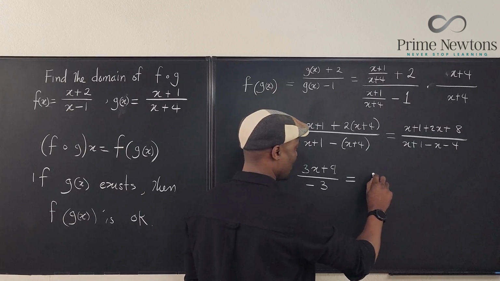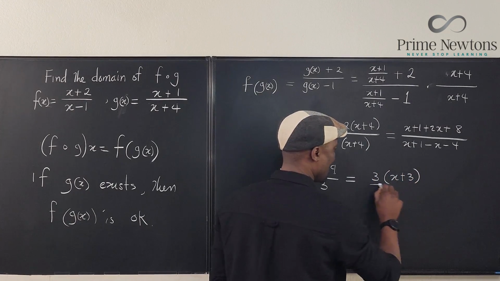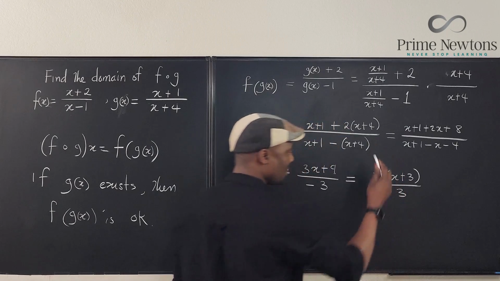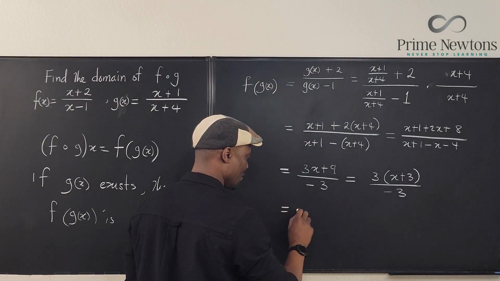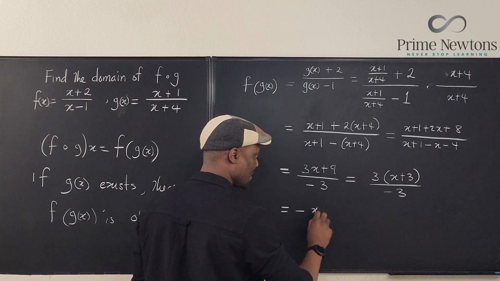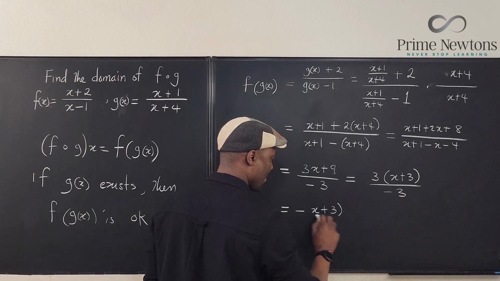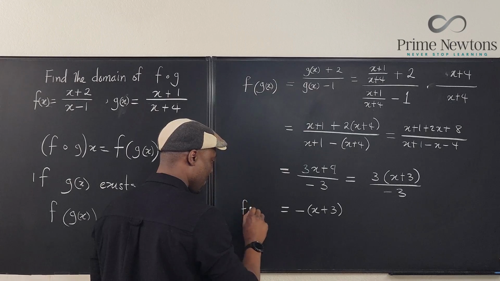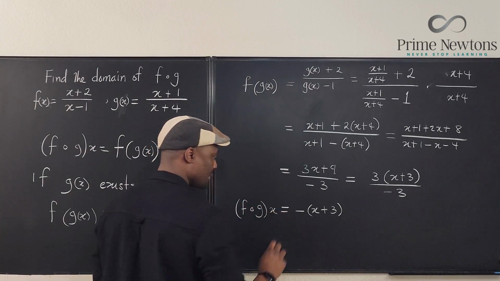Okay, let's factor out 3. So this is 3 times x plus 3, divided by negative 3. What do you think that is? This cancels this. We have negative. This is equal to negative x plus 3. That is f composed with g of x.